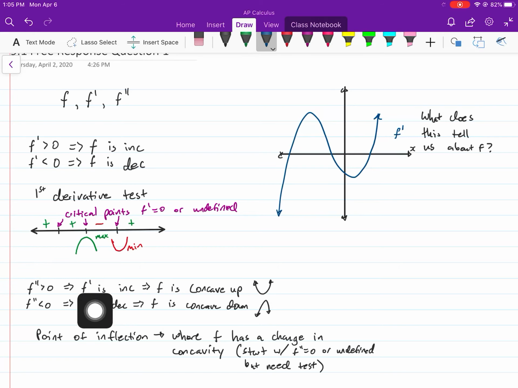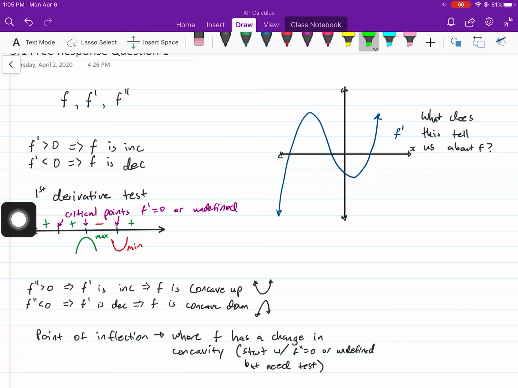Well, remember, if f prime is increasing, then f is concave up. So when is f prime increasing? Because if f prime is increasing, that means our second derivative is positive. Think about that. Pause this video and think about that. If f prime is increasing, then f is concave up. Why? Because f double prime is positive. So right here, f prime is increasing, so that tells us f is concave up.